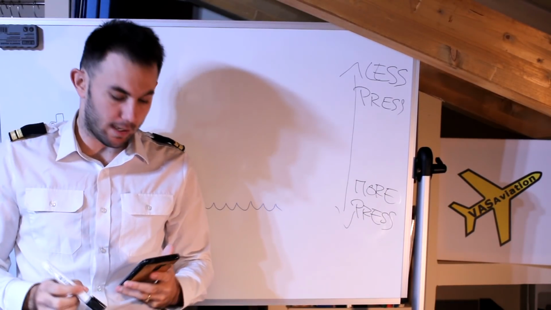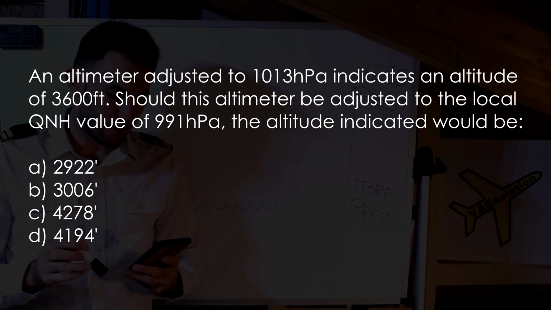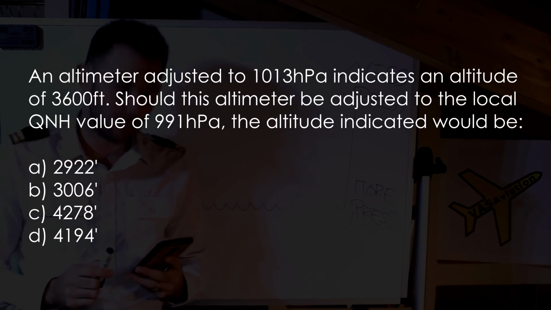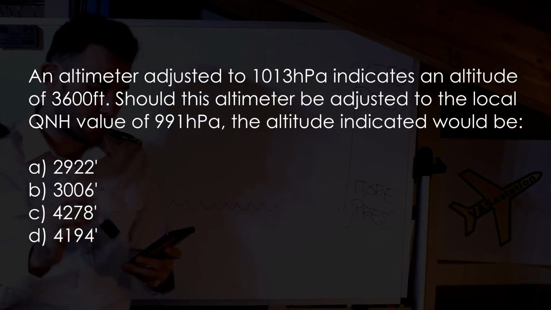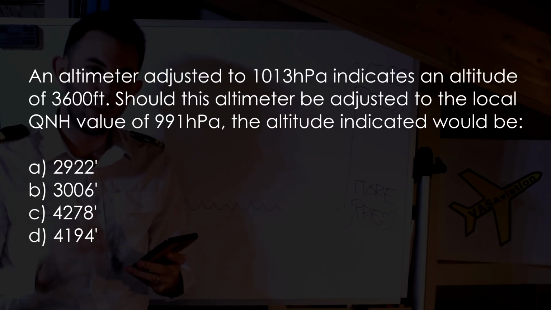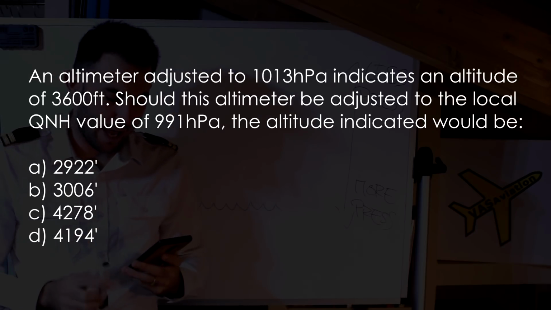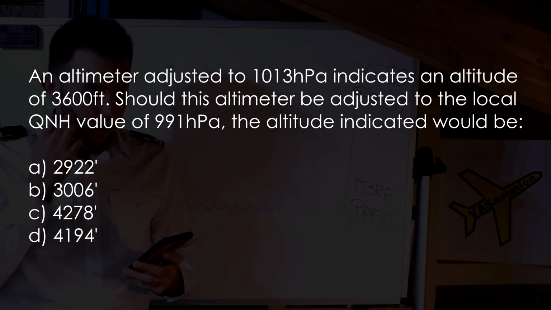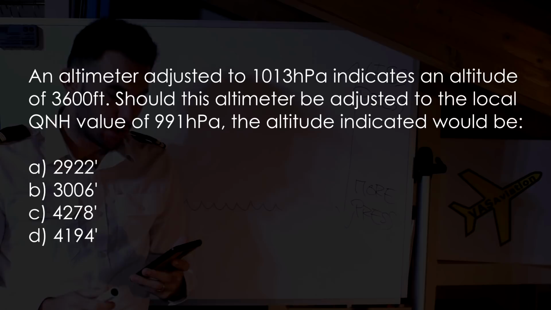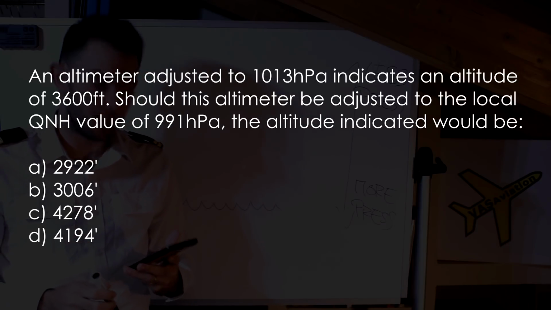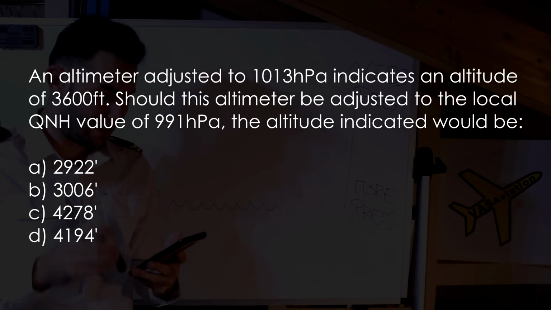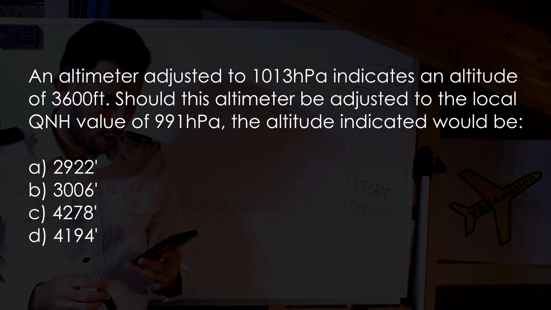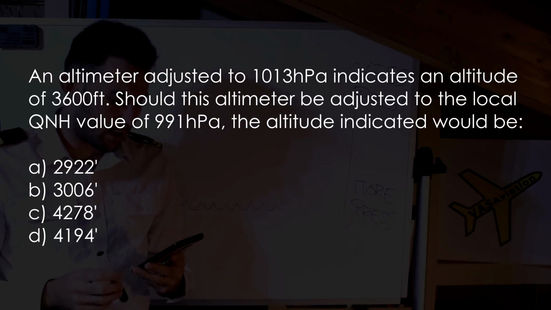Now the first question says, an altimeter adjusted to 1013 hectopascals indicates an altitude of 3,600 feet. Should this altimeter be adjusted to the local QNH value of 991 hectopascals, the altitude indicated would be, and these are the four options: 2,922 feet, 3,006 feet, 4,278 feet, 4,194 feet.